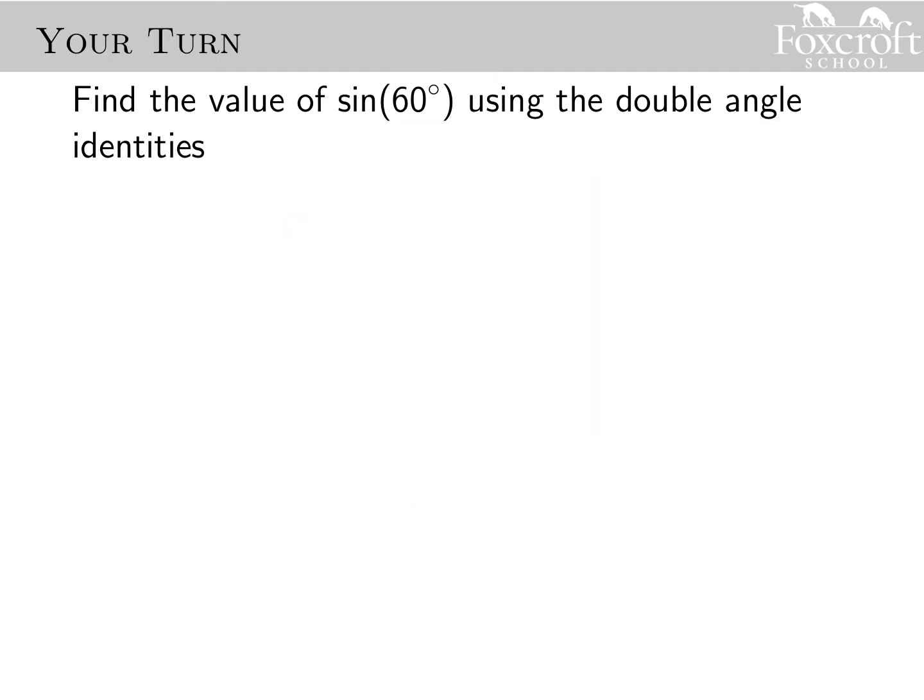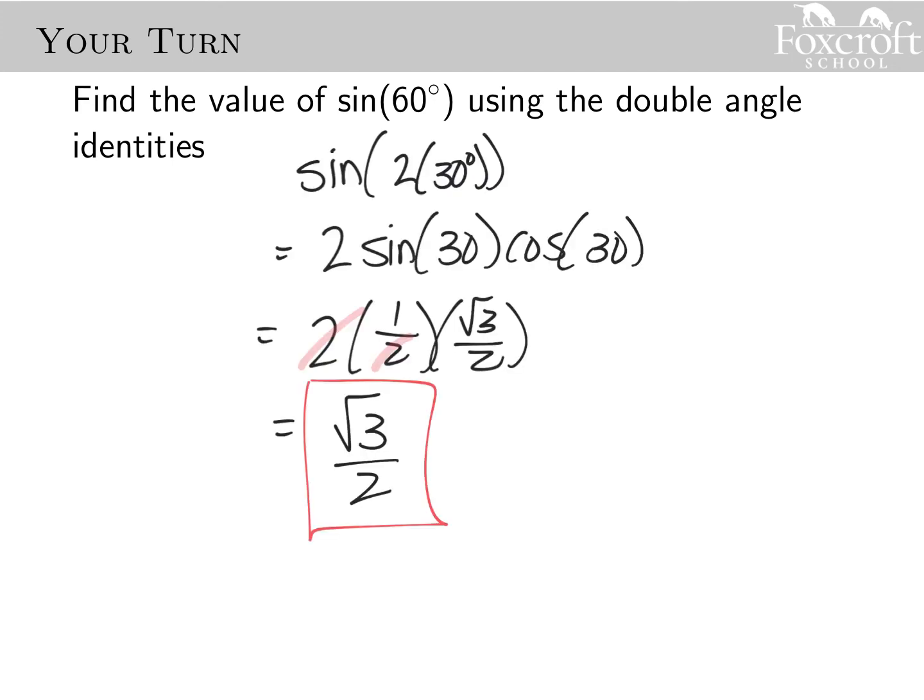All right, so for your one, find the value of sine of 60 using the double angle identities. And here's the solution. Again, you could actually do this problem without doing the double angle identity, but just for practice, sine of 60 is the square root of 3 over 2.